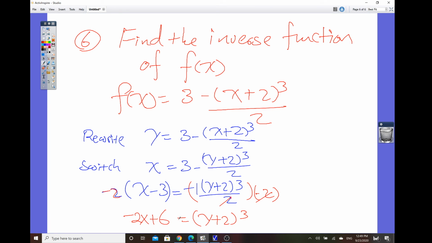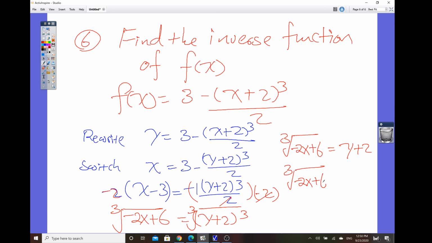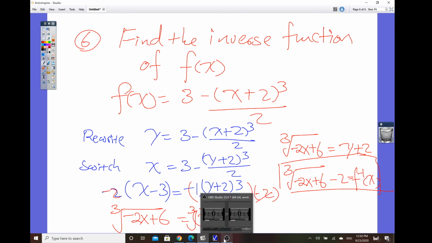If you try to distribute that, and then cube root both sides, you do have the cube root of negative 2x plus 6, and that equals y plus 2. And then subtract 2 on both sides, so we have the cube root of negative 2x plus 6, and then minus 2. So that'll be the inverse of f of x. That'll be the final form. Okay, so check that, and thank you for watching the video today.